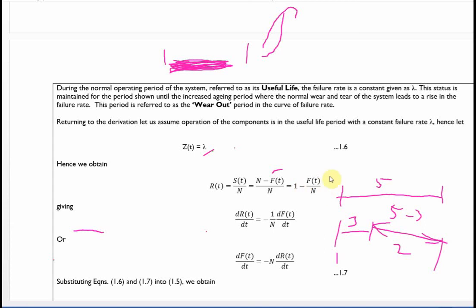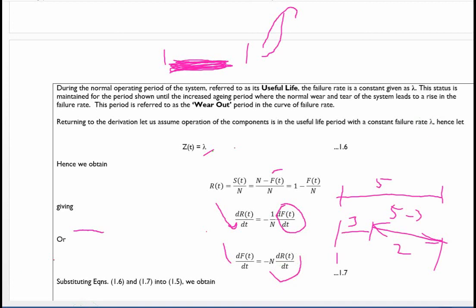Going through that calculation, that's mathematics, we will end up having this. And then we now have r of t equal to 1 minus f of t upon n, and so we differentiate with respect to t. After differentiating, we arrive at this point. And again, furthermore, doing our normal calculation, making df of t over dt, which is differentiating the number of components that fail with respect to time, the subject, we now have this on the other side of the equation.